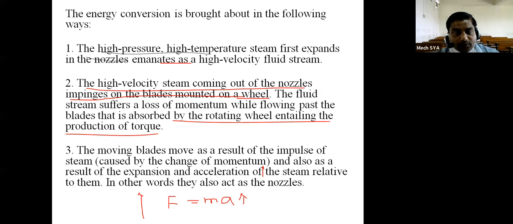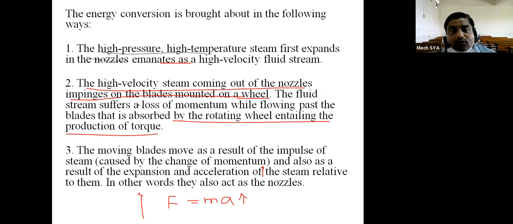So I told you that steam is losing its velocity and giving it to the blades, and these blades are mounted on a wheel. So these blades will rotate, and therefore the wheel will rotate, and the wheel is connected to the shaft. The shaft will rotate, which means we are developing mechanical energy. So steam turbines are the devices which convert kinetic energy of the steam into mechanical energy. And the nozzle is a device which converts thermal energy of the steam into kinetic energy. The fluid stream suffers a loss of momentum, meaning steam loses momentum, and it is gained by the blades, and the blades give that momentum to the wheel, the wheel to the shaft, and the shaft will rotate.